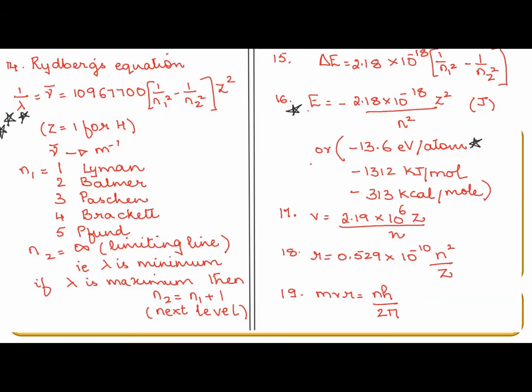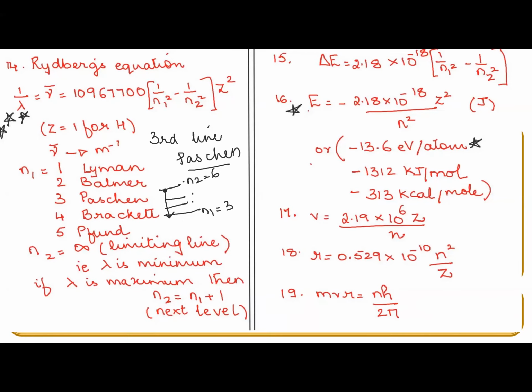Now, if they are saying third line in Paschen, what they mean is Paschen means N1 is 3, and above this, the line is coming from the third line above. From here the electron is returning. That's what they mean. So this is 4, this is 5, this is 6. So this is my N2 equal to 6. That's how you count it.